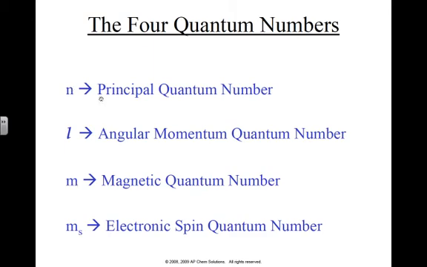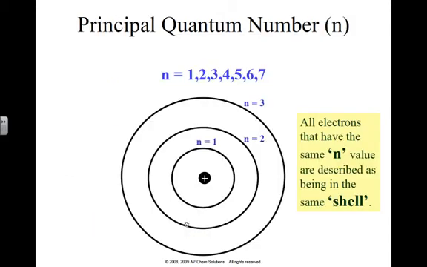The n number is called the principal quantum number. That's going to tell you the energy level. The l is the angular momentum quantum number. Sometimes they call that the azimuthal number. That's going to tell you the sublevel. The m sub l is going to be the magnetic quantum number. That's going to tell you which orbital it's in. And then the m sub s is the electron spin. Is it spinning clockwise or counterclockwise?